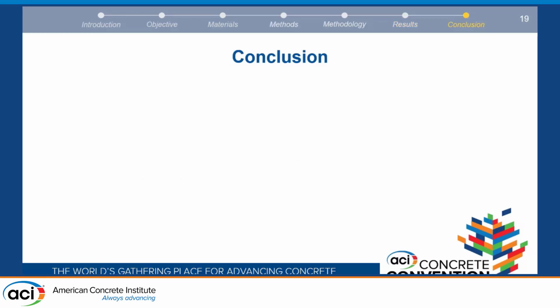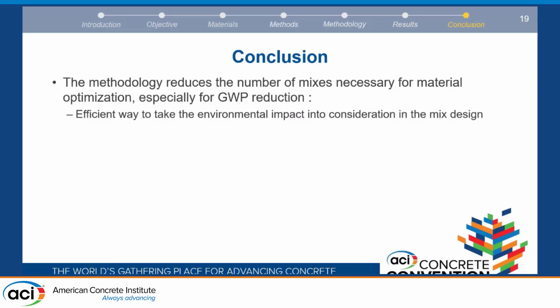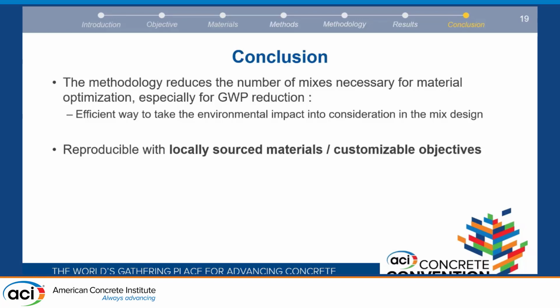Now to conclude, this methodology is an effective way for reducing the workload necessary for material optimization, especially for complex cementitious materials. And it's an effective way to include the global warming potential in the mix design process, which is pretty rare in the literature. It's reproducible with locally sourced materials and customizable objectives.